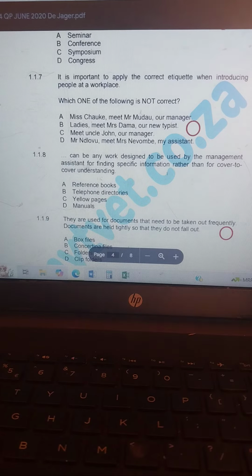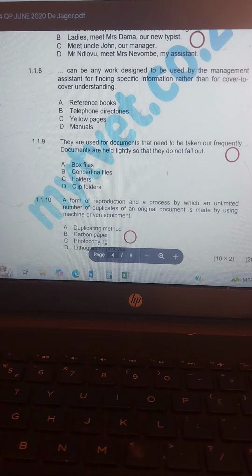Number 7, it is important to apply the correct etiquette when introducing people at the workplace. Which one of the following is not correct? Your answer there is C, meet Uncle John, our manager. Then 1.1.8 says can be any work designed to be used by the management assistant for finding specific information rather than for cover-to-cover understanding. Your answer there is A, which is a reference book.